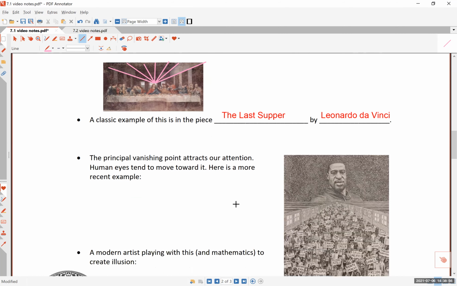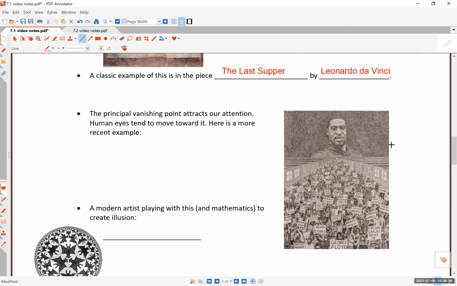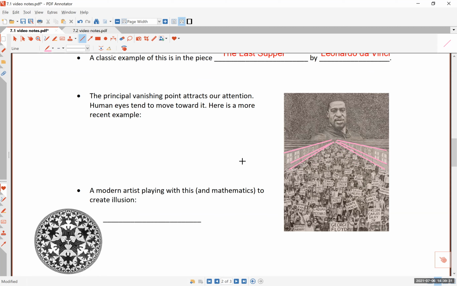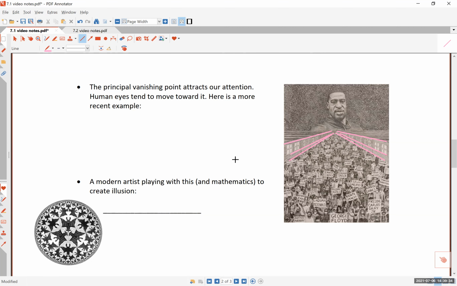Now there are many other examples, and this is of course a very recent example. You can see these lines here all merging toward this one spot, which is a principal vanishing point. If you connect the lower edges of these windows, of course, they all have to merge at the same point because all of these lines are perpendicular to the canvas. Again, the artist is trying to put the focus or the main subject of the art piece at that principal vanishing point.